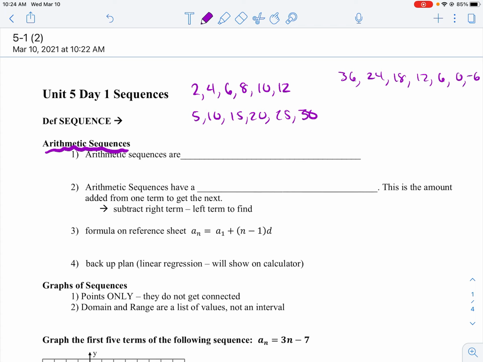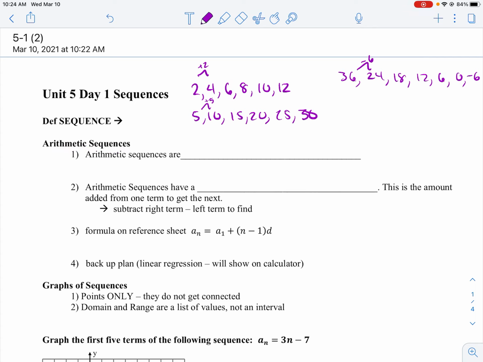Okay, all of these sequences of numbers have something in common. Right? First, they're a list. So you've got to recognize that it's just a list of numbers, right? And the numbers are going up by the same amount or going down by the same amount, right? In this case, we're adding 2. In this case, we're adding 5. In this case, we're subtracting 6. Okay, so arithmetic sequences look something like this. They're either going up or going down by the same amount.